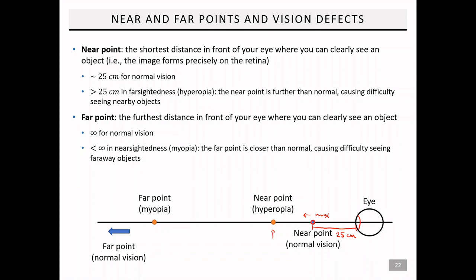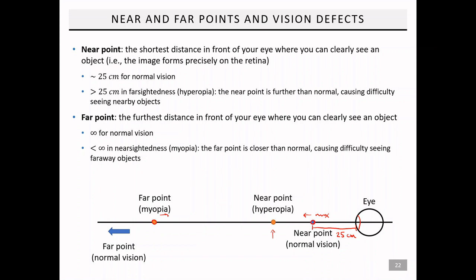So in the picture down here, your far point might be located at this yellow dot. Then anything past this yellow dot, you will not be able to see clearly. Anything to the right of the yellow dot, you should be just fine seeing.